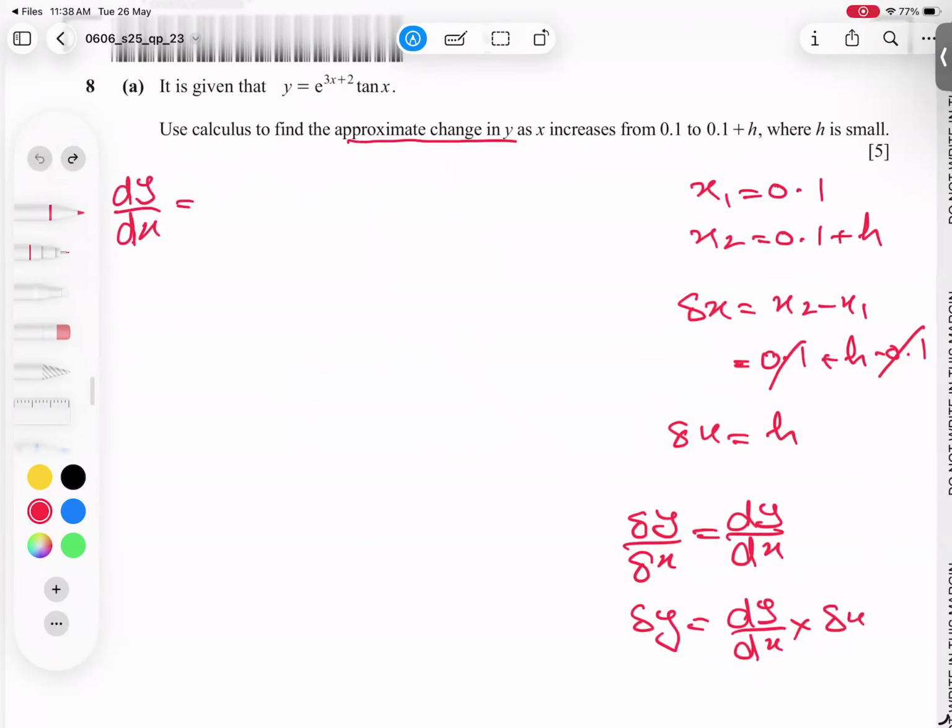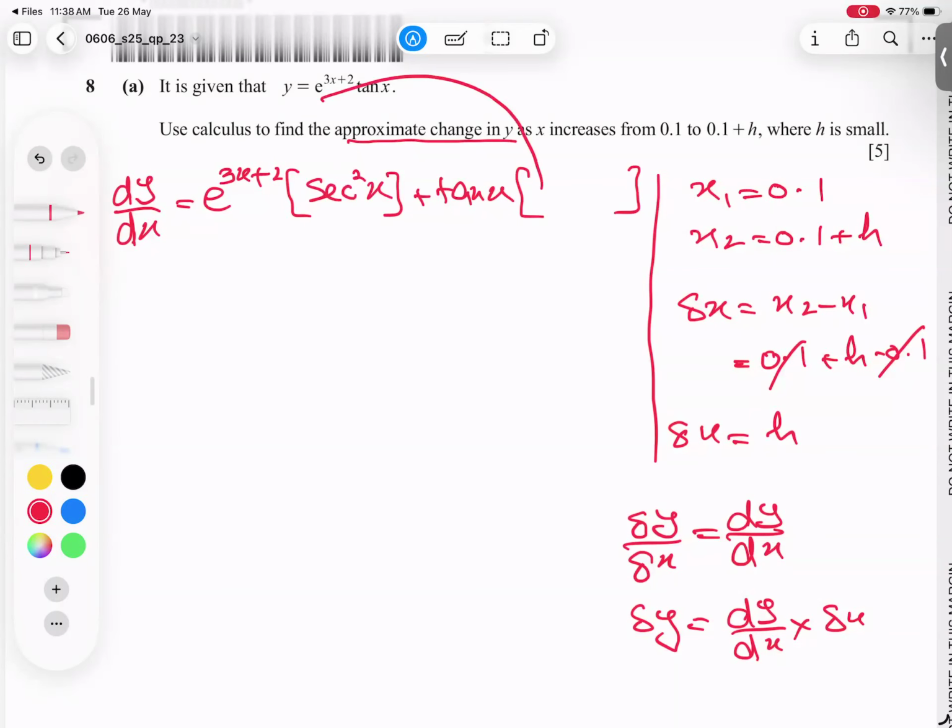So the first function, copy e to the power 3x plus 2, copy, and tan derivative here, and then the opposite: tan copy and exponential derivative here. What is the tan derivative? We have secant squared. And this derivative is first copy everything times 3. The 3 comes from the power differentiation. I can plug in directly, the x value is 0.1. So I have to replace x everywhere by the value 0.1.